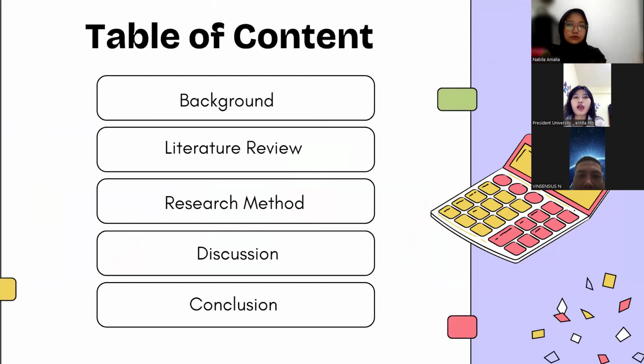And I will first explain our table of contents. First is background, two is literature review, three is research method, the fourth is discussion, and the last is conclusion. The first is background.